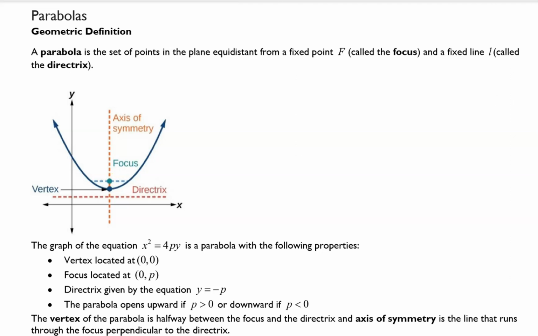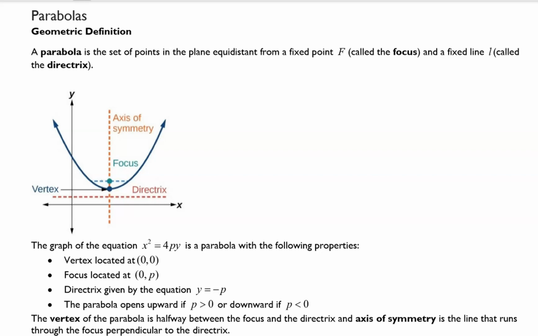Now, something that you'll come to find when you're working with these is that the distance between the focus and the vertex is the same as the distance between the vertex and the point where the directrix and the axis of symmetry intersect. So those distances are the same.